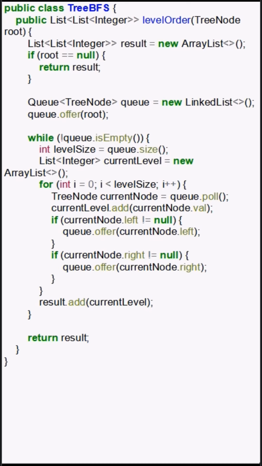So in this Java code, we are using a queue to traverse the tree level by level and store the nodes in a list corresponding to each level. So whenever you need to traverse a tree level by level, remember the BFS technique for an efficient and straightforward solution. Stay tuned for more.